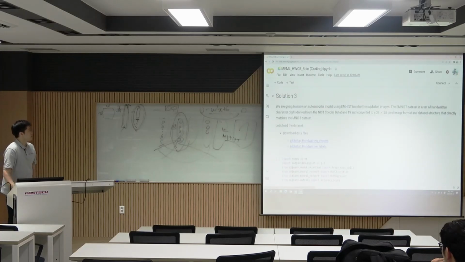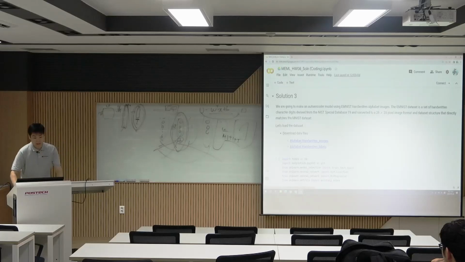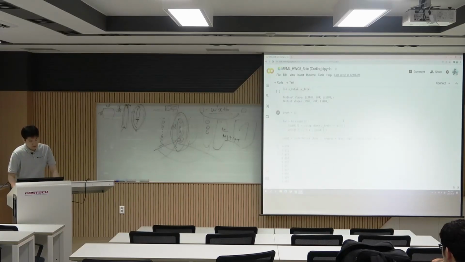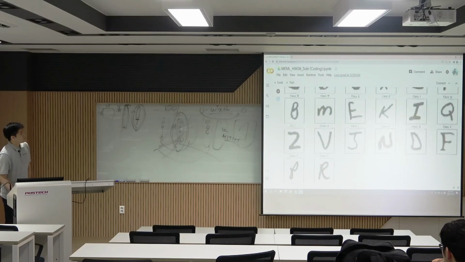So next is the same, but we are using another type of data. This is EMNIST data, which is handwritten images. So I'm going to skip these parts. Okay. So this kind of images we have.